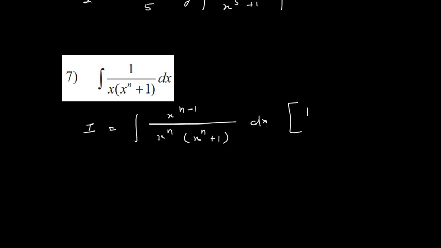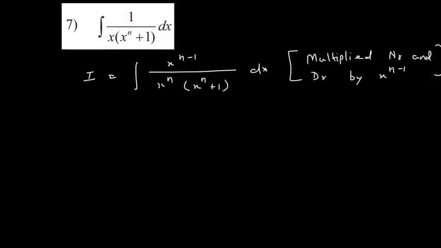So what we have done? We have multiplied numerator and denominator by x power n minus 1. And now you can use the substitution method. You will say put x power n is equal to t. So from here you will get n into x power n minus 1 dx is equal to dt.